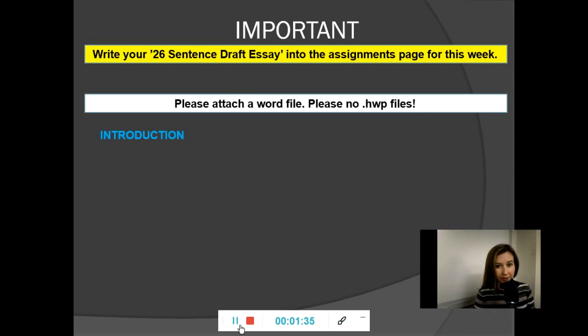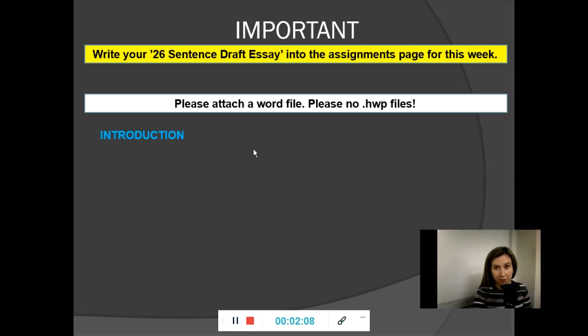Okay, some important facts about this assignment. You are supposed to write 26 sentences. So sentence, like a 문장 sentence. And you have to write 26 sentences. But of course they have to be connected into an essay format. And I would like you to upload those into the assignment page for this week.